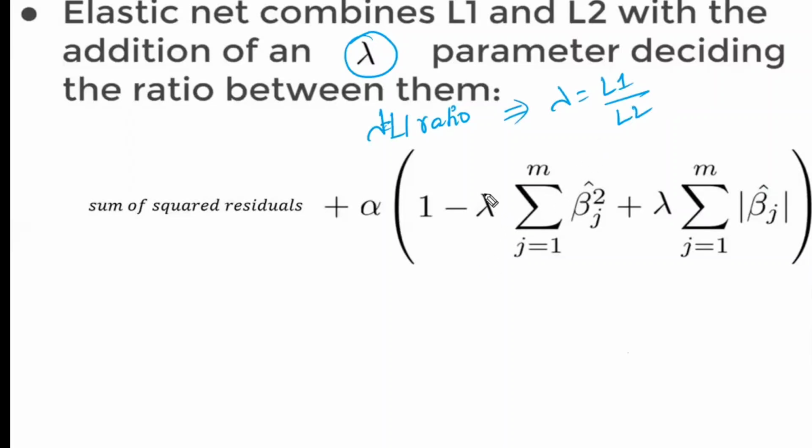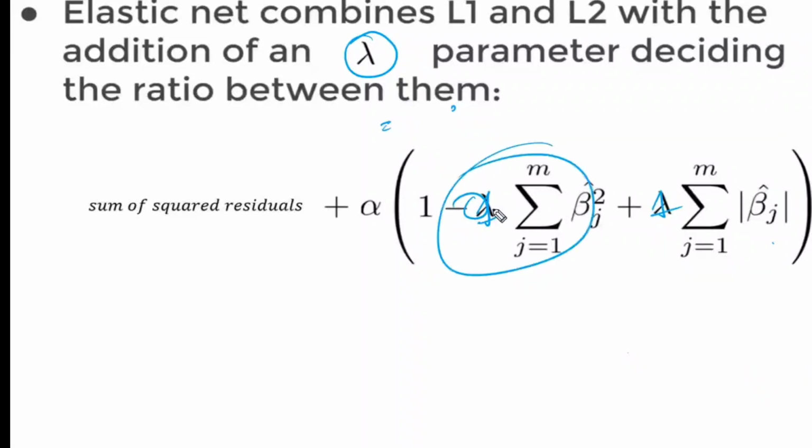If lambda is equal to 0, what is the meaning of that? You are considering just the lasso regression. If lambda is equal to 0, you are considering just the lasso regression. If lambda is equal to 1, this is 1 means this part is 0. If this is 1, this part will become 0. Then you are going to consider the lasso.